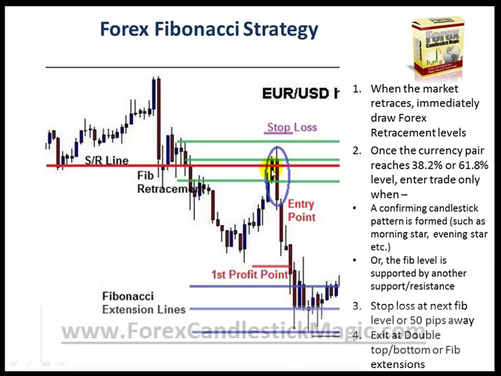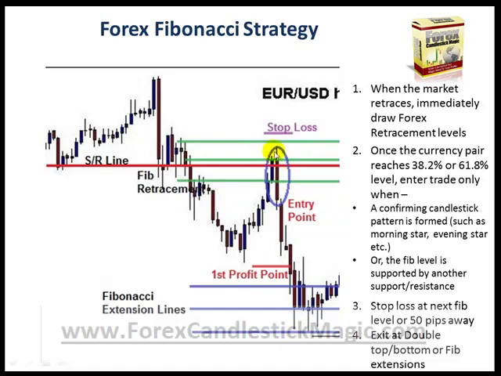The stop loss can be 10 pips above this particular 61.8 retracement level, or can be 50 pips away. And the exit, like I mentioned, should be at the double bottom. Like if you look here, this is a double bottom created, or at one of the Fibonacci extension levels. So this is a very simple strategy.